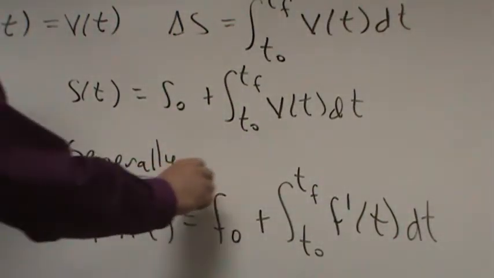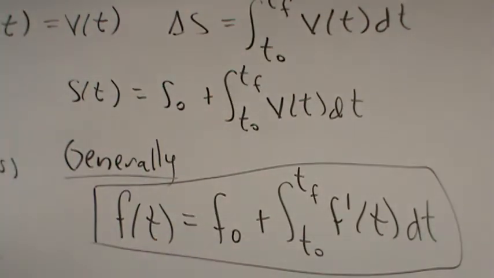And this is what we're going to be working with, just over and over again. Final value equals initial value plus change in value, but the change in value is the integral of the rate of change of that value.